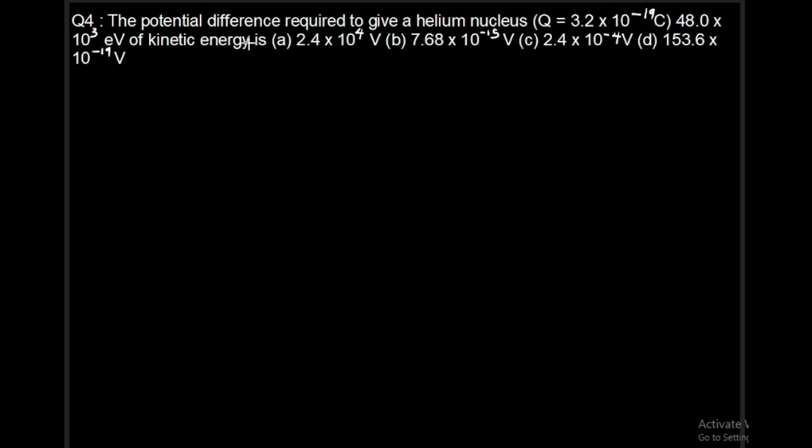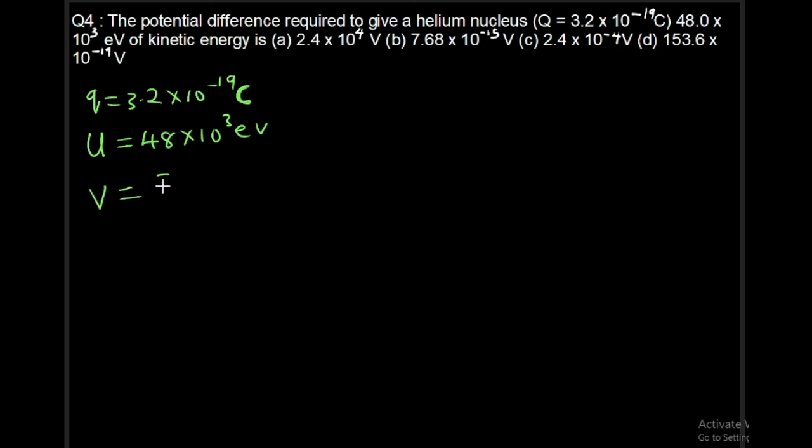Now question 4 says the potential difference required to give a helium nucleus. This is the charge for a helium nucleus. They gave it to us to be 3.2 times 10 raised to the power of minus 19 coulombs, and 48 times 10 raised to the power 3 electron volts of kinetic energy. So they gave us the energy to be 48 times 10 raised to the power 3 electron volts. They say the potential difference. We're looking for the potential difference, V.